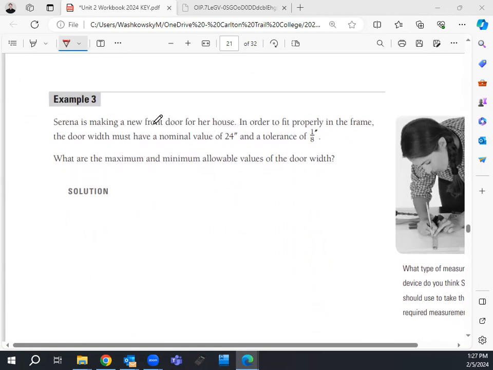So basically, if someone's making a new front door for their house, you need it to fit properly in the frame, right? Even if it's a little bit off, it causes problems. So the door width needs to have a nominal value of 24 inches and a tolerance of 1/8 of an inch. And then we also want to find what the maximum and minimum values are allowed in this door. So basically, how wide can this door be, and can it still be okay?